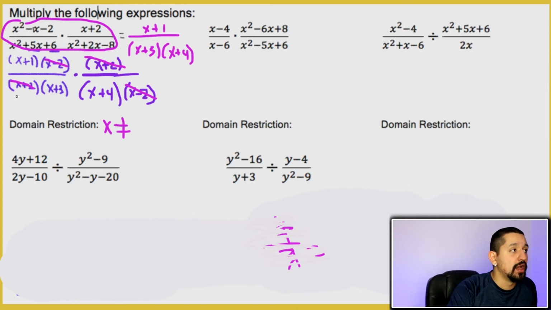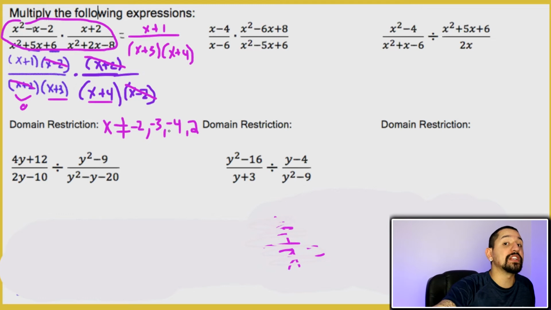So I'm going to go here. What number do I need to plug into here to get 0? Because you know I can't divide by 0. -2. This one over here, -3. This one, -4. And then this one here, +2. So that tells us there are 4 terms on the denominator that we cannot plug into our original function.